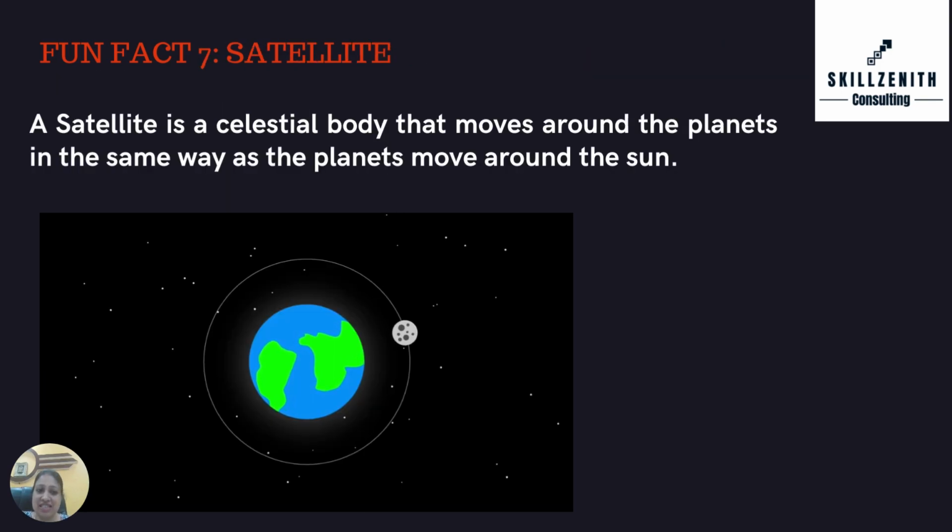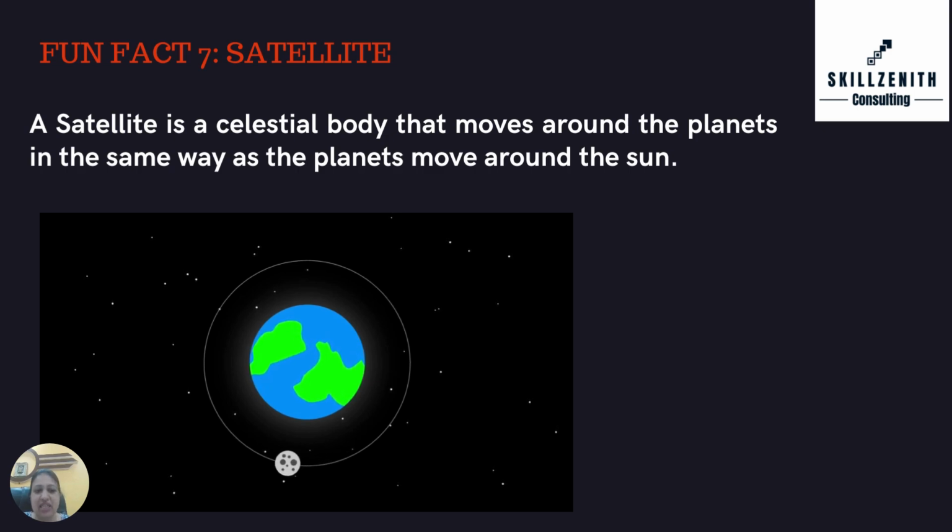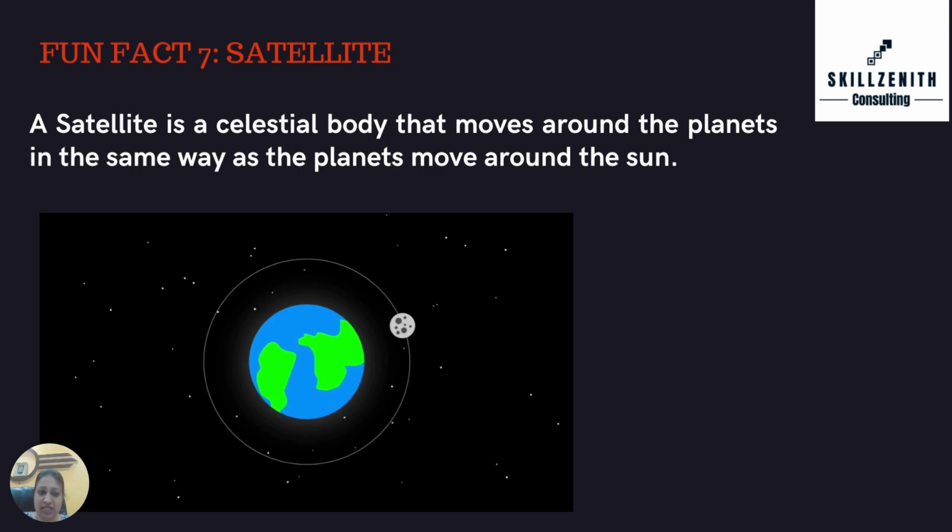Fun fact 7, satellite. So, what is a satellite? A satellite is a celestial body that moves around the planets in the same way as planets move around the sun. So, what is the main difference between a satellite and a planet? The celestial objects that move around the sun are called planets. The celestial objects that move around the planets are called satellites.